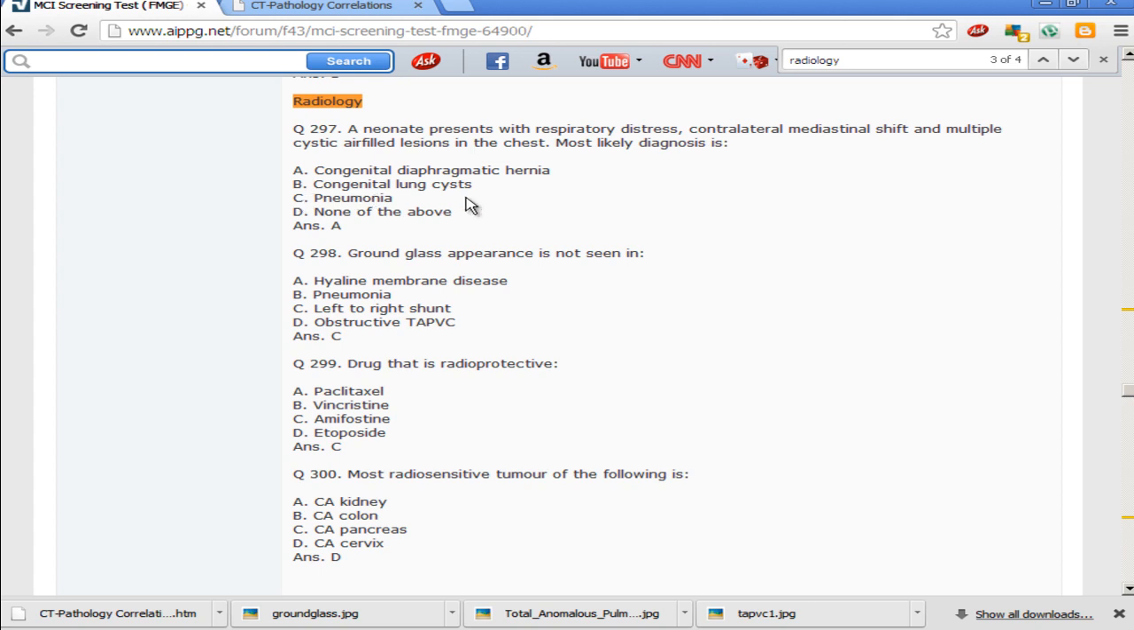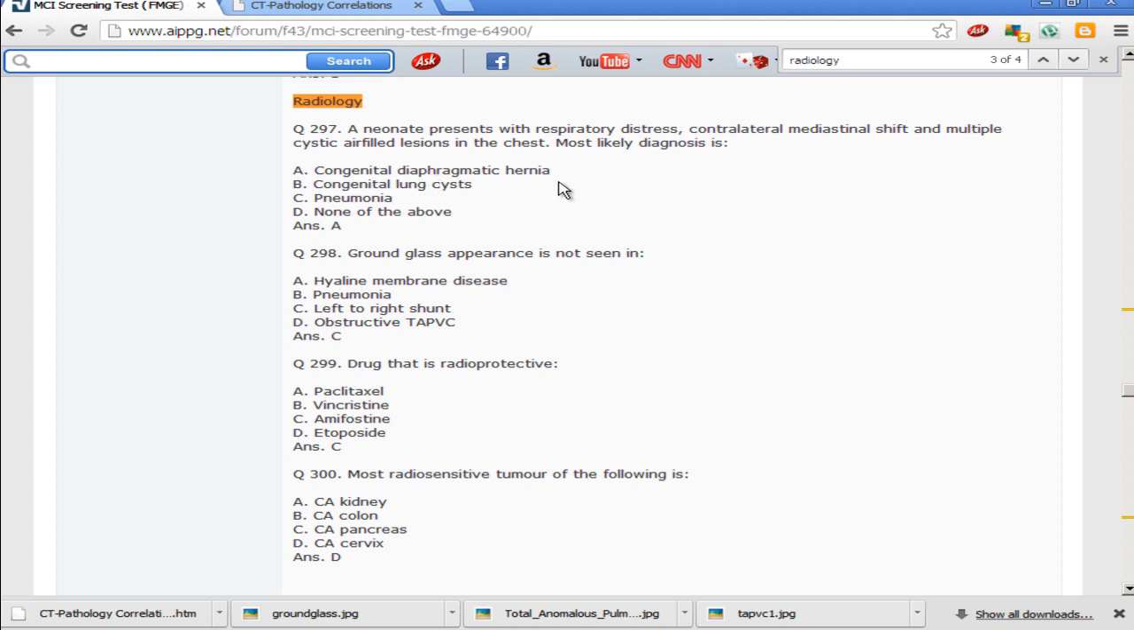Option C, pneumonia. A neonate presenting with pneumonia usually doesn't present with mediastinal shift, because you should know that there are reasons for mediastinal shift. If it's to the contralateral side, either it's a pneumothorax or it could be a pleural effusion. If it's a shift to the same side, it should be a collapse. A consolidation usually doesn't shift the mediastinum to any side, usually.